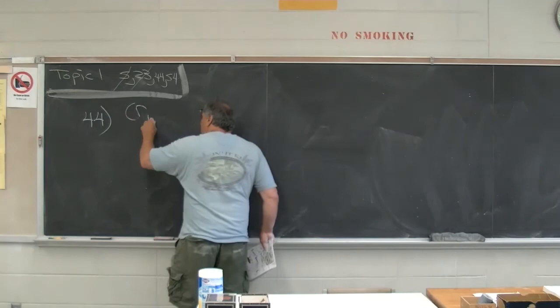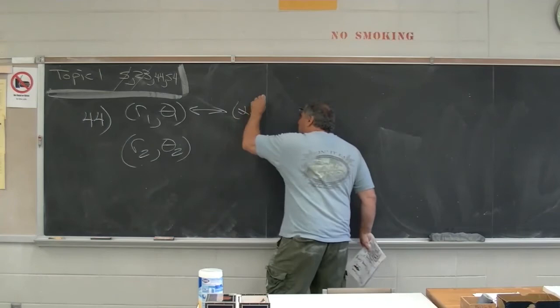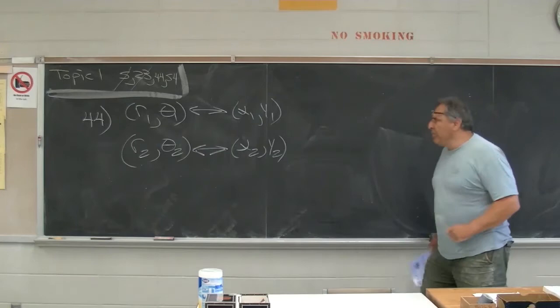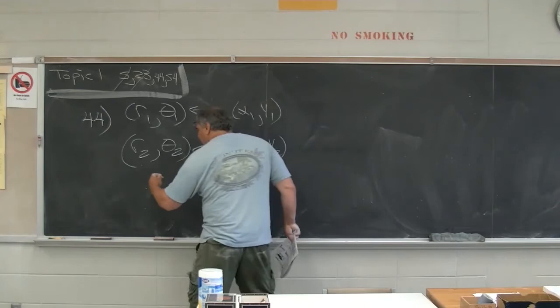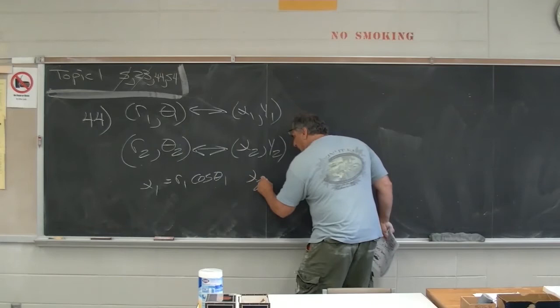A point r1, theta 1, and a point r2, theta 2. This guy, as I told you last time, can be associated with an x1, y1, and this one can be associated with x2, y2. We've been there, done that. We've essentially said that x1 is r1 cosine theta 1, based on the mathematics we did earlier. X2, well, let's do one thing at a time.